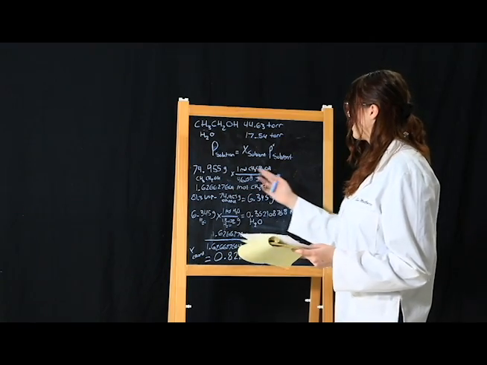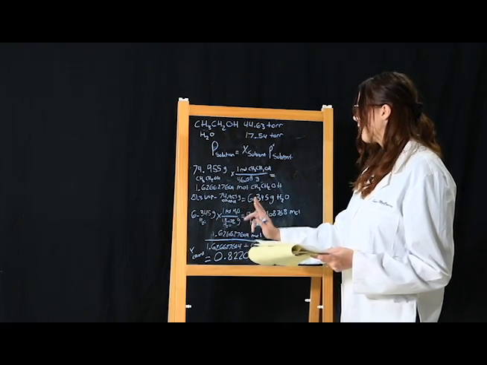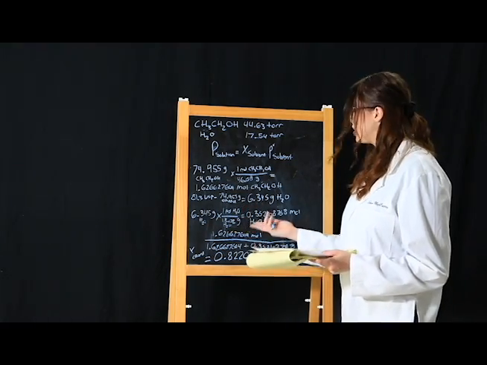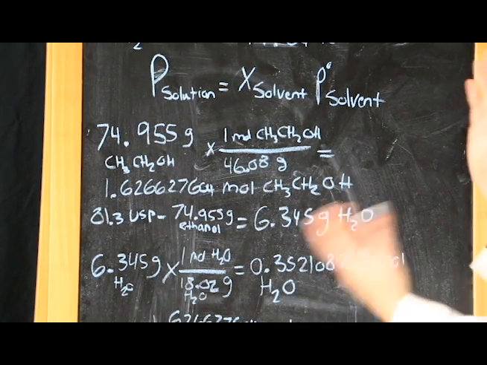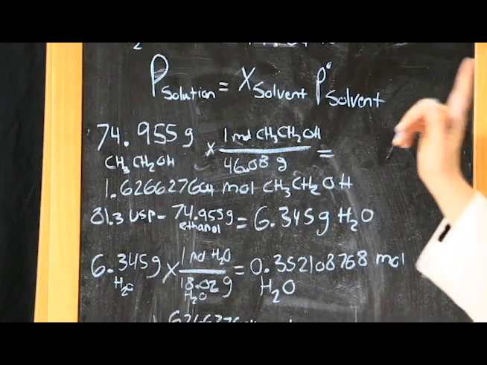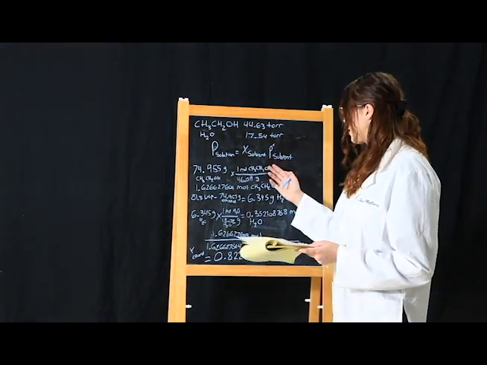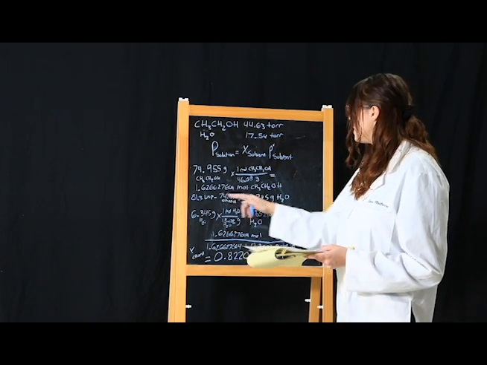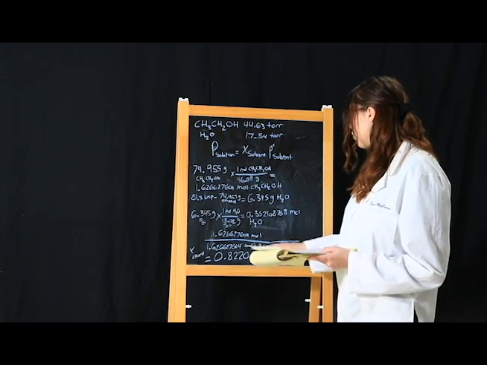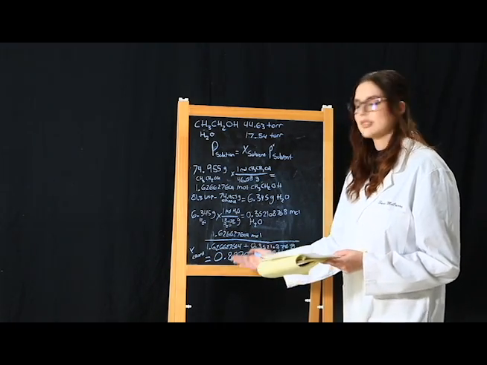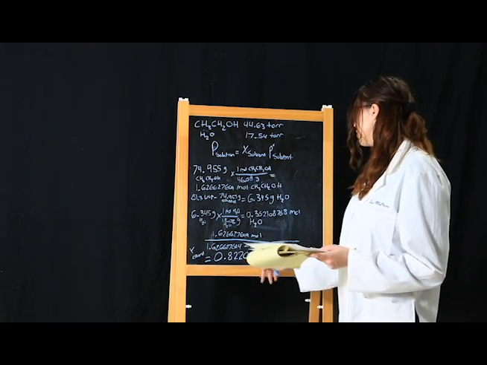Similar to how we found the number of moles, we are going to multiply 6.345 grams of water times the molar mass, which is 18.02 grams, and you're going to get a number like 0.3521 moles of water. Now, we need to find the mole fraction of ethanol, so we simply need to put the number of moles of ethanol over the moles of ethanol plus the moles of water together. And when you do this as a fraction, you are going to get a mole fraction of ethanol of 0.8220537.